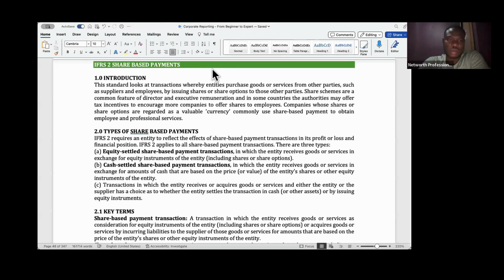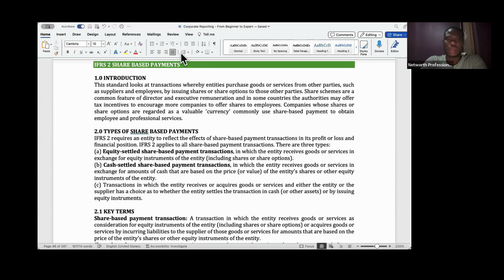Okay, so today, or tonight, we are going to round up with IFRS 2 on share-based payments. Last week, we looked at the introduction to share-based payment, and I can remember clearly that we finished up with equity settled share-based payments. Today now, we are going to finish up with the remaining part of share-based payment.